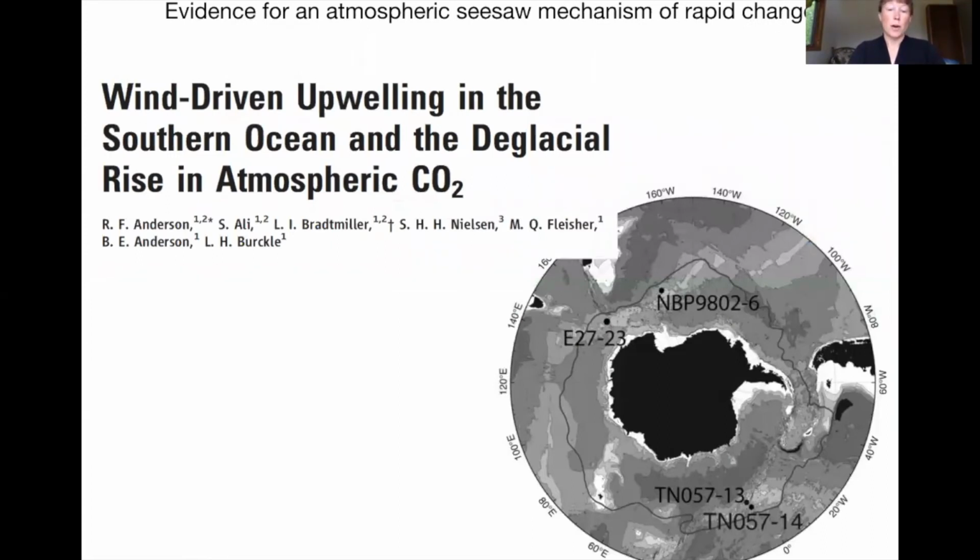So here's just one paper that gives us, this is one of the earlier papers, it's from 2009. This is all fairly recent research, but it shows us some evidence for this atmospheric seesaw mechanism. It's called wind-driven upwelling in the Southern Ocean and the deglacial rise in atmospheric CO2 by Bob Anderson, also a Lamont scientist. So he and his team looked at these cores that you can see around Antarctica, and they measured a variety of sedimentary proxies in these marine cores.